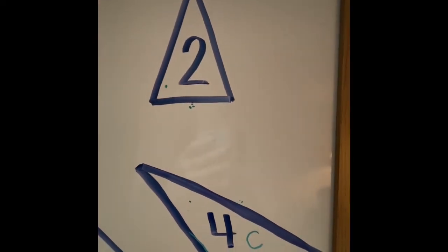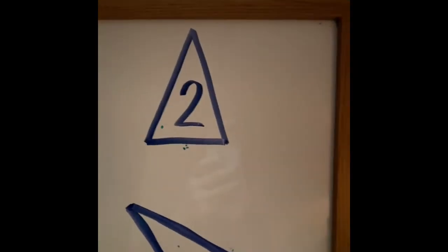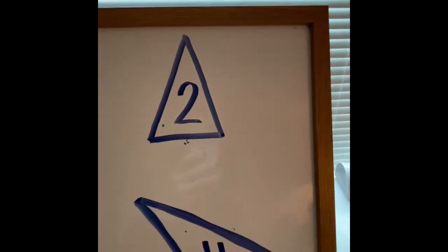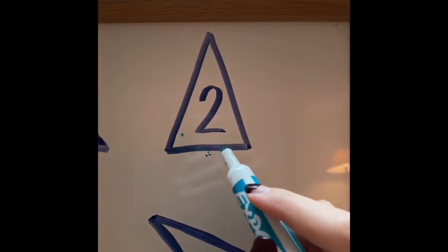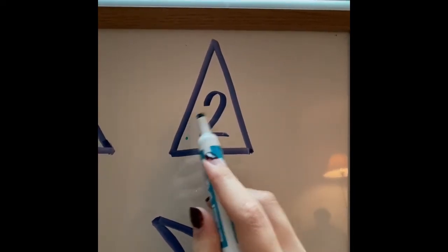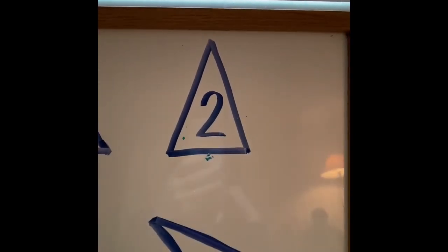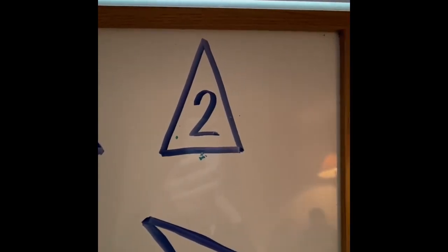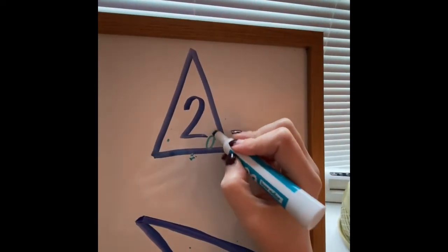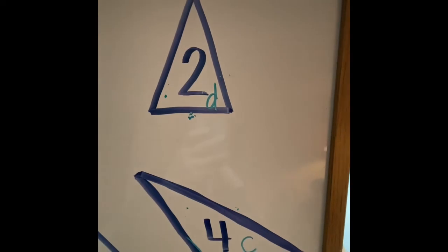D says which triangle has just 2 equal sides. This one would definitely work because, as we mentioned before, this side, although it is shorter than this side or that side, these two sides are the same length. Those are equal sides. So D would match with triangle number two.